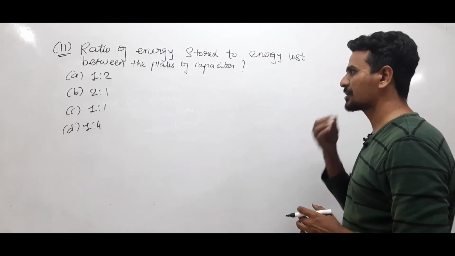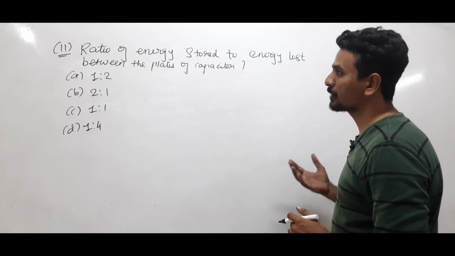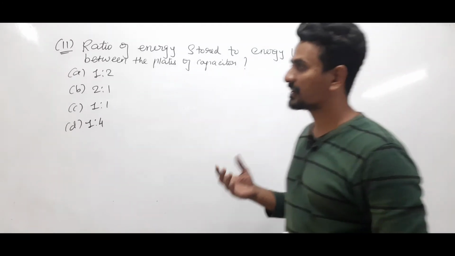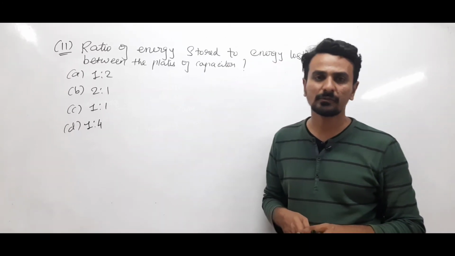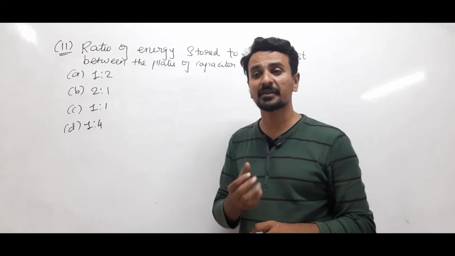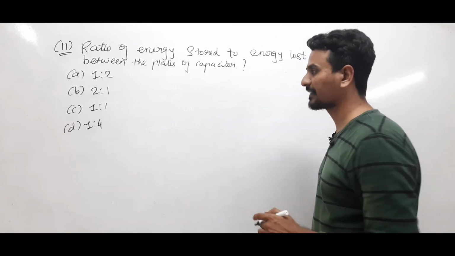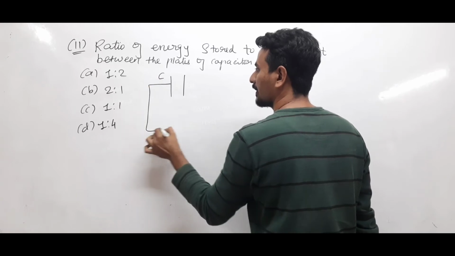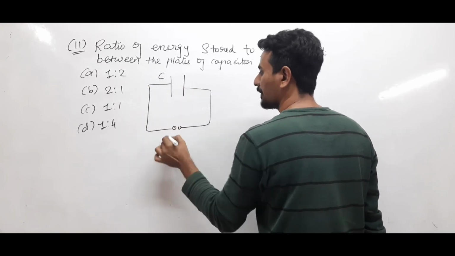Okay, what is the ratio of energy stored to energy lost between the plates of the capacitor? The question is asking the ratio of energy stored upon energy lost while charging a capacitor. See, when a capacitor of any capacitance C is connected with a battery of voltage V, right?